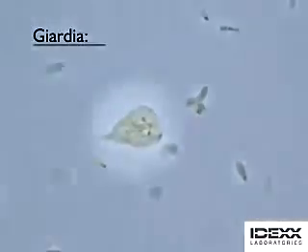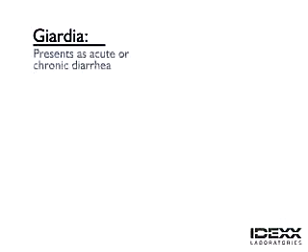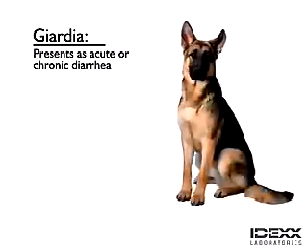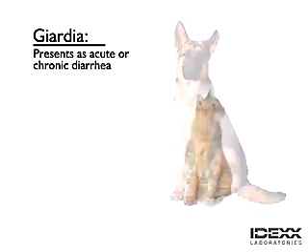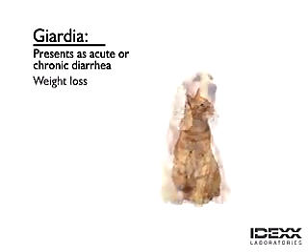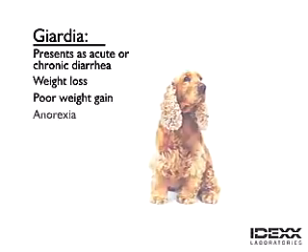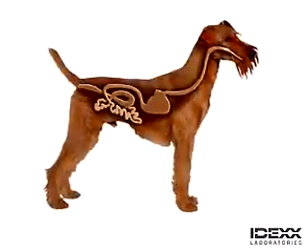Giardia is an organism common to most areas of the world. Giardia can present as either acute or chronic diarrhea, which may wax and wane over time. Animals with Giardia may also have weight loss, poor weight gain, or anorexia. Let's look at the life cycle of this organism.